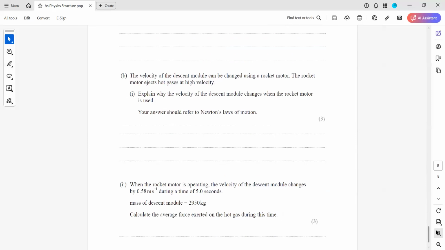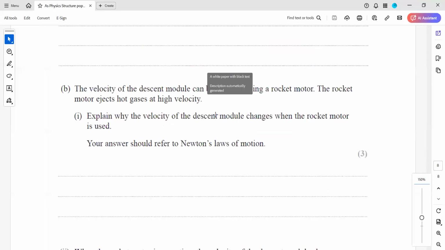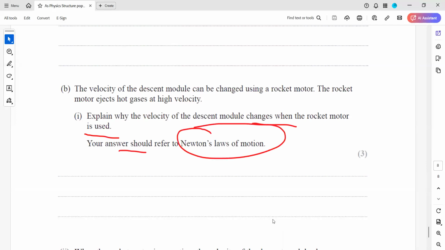In 3B1, how will you score the 3 marks? The velocity of the descent module can be changed using a rocket motor. The rocket motor ejects hot gases at high velocity. Explain why the velocity of the descent module changes when the rocket motor is used. And your answer should refer to a Newton law of motion. So the same concept as rocket propulsion you have to use here.